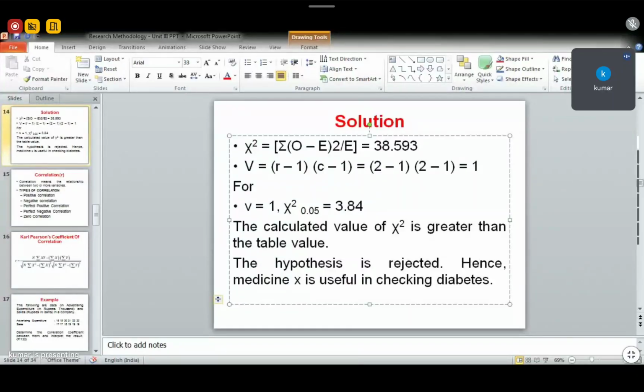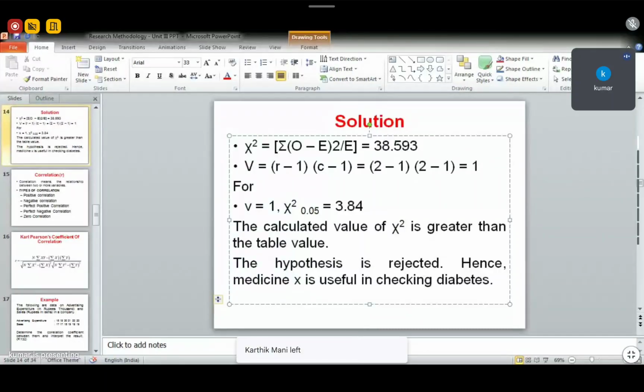Now let us conclude this and come to the end of this problem. Then I will go back to the table. The table value will be given in the problem. Don't worry, that will be given in the problem. If at all it is not given, I will tell you how to locate this. Okay. So this 3.84 is the table value.